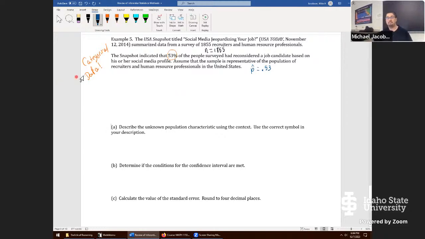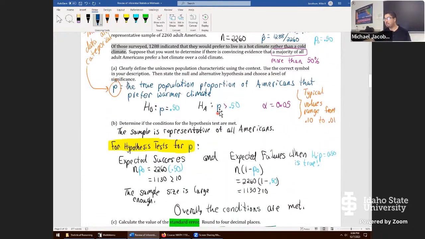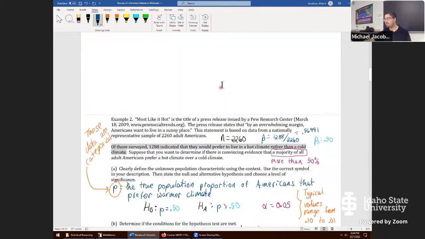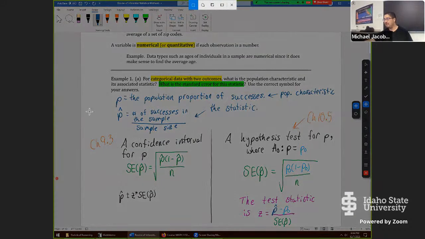Okay, so for categorical data, if you're doing a confidence interval, the actual formulas we'll need are these right here. If we were doing a hypothesis test, that's a problem we already solved on these notes. We'd be using that particular standard error. So over here, let's grab these and just throw them into context.